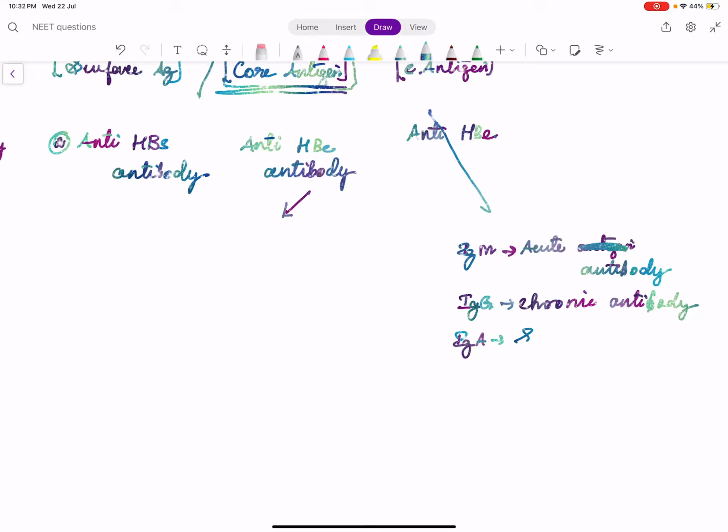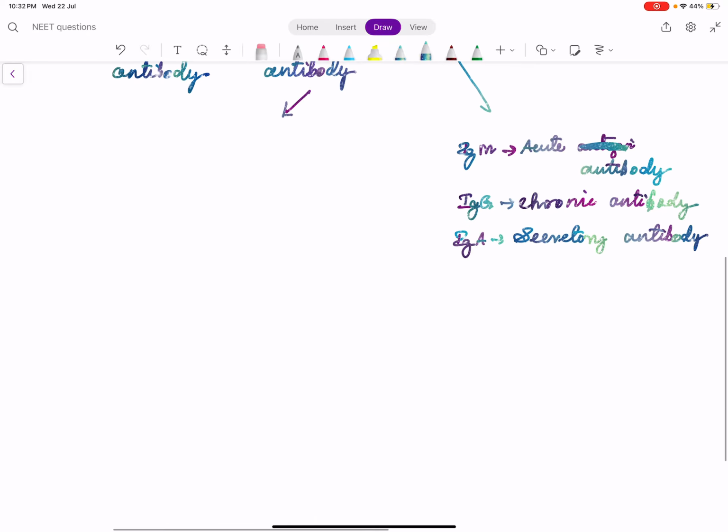IgA, remember one thing, it is a secretory antibody. It is the one secreted by the GIT and helps in the defense of the lining cells of the GIT. We have IgE, which is very important in allergic conditions. Remember, interleukin 4 stimulates IgE secretion. And IgD is not very important. So M and G are very, very important because IgM is the acute antibody, IgG is the chronic antibody.